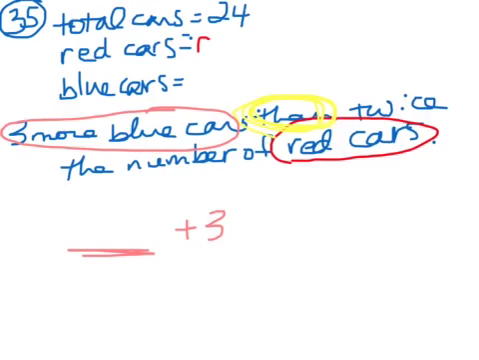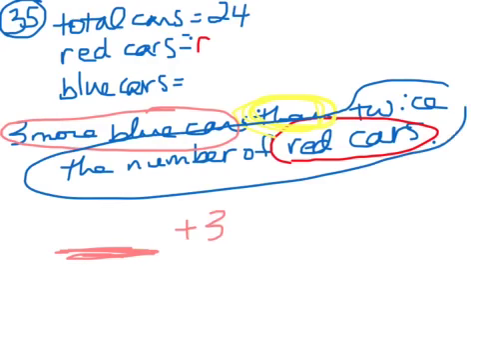Okay, so 3 more blue cars, then what? Something's going to go here. Now the "than" is going to tell me that what comes after it is going to go first. Twice the number of red cars. How would I say twice the number of red cars? 2R, right? Because we said R was red cars, so it would be 2R. So 3 more blue cars than twice the number of red cars, that describes blue cars. So that's blue cars, and then another R.